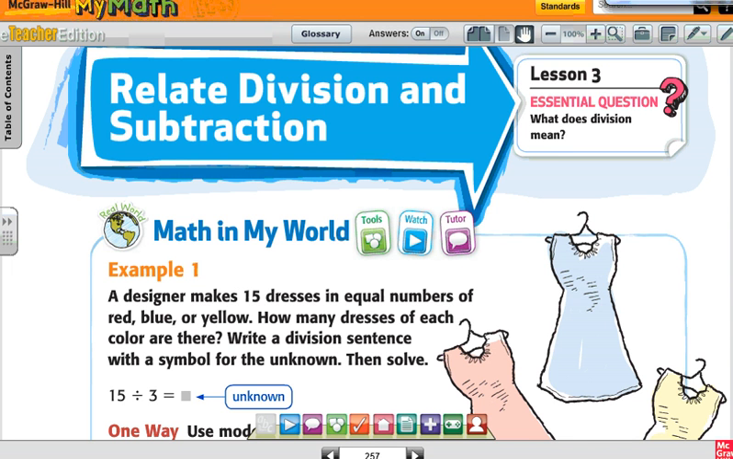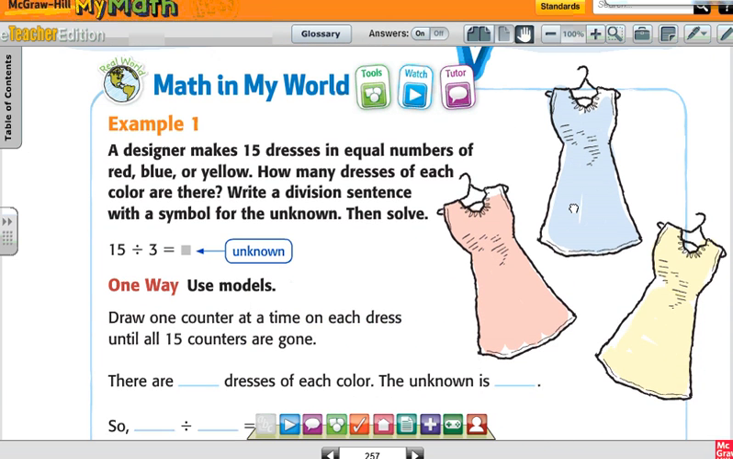All right, this is chapter 5, lesson 3. It says relate division and subtraction. Okay, look at the example.